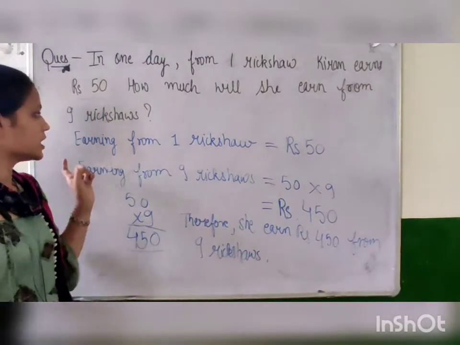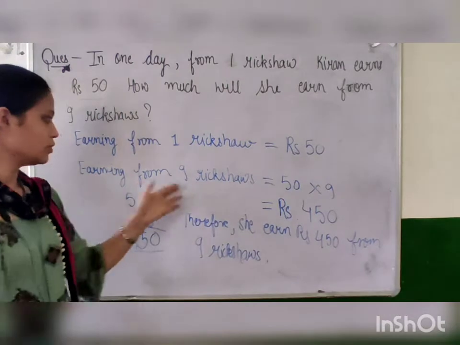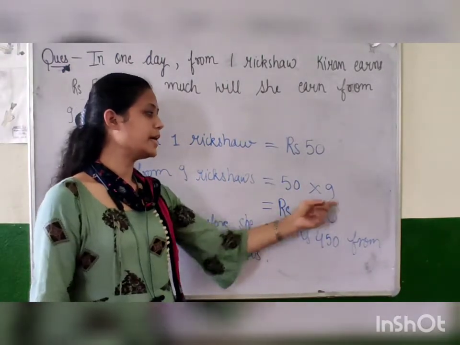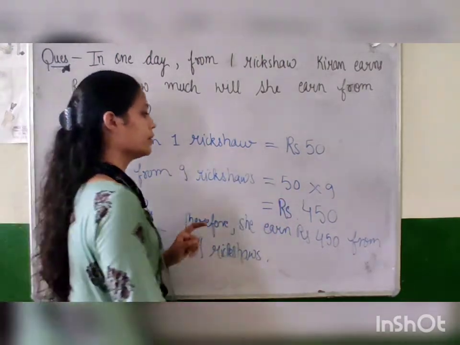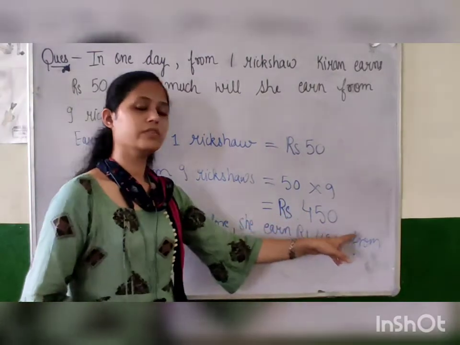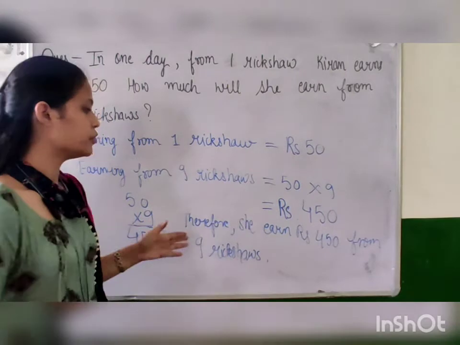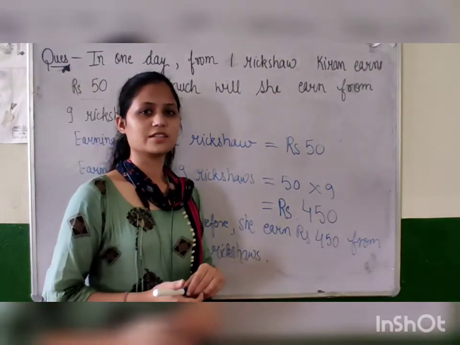Let's see once again. Her earning from 1 rickshaw was rupees 50. We have to find out her earning for 9 rickshaws. So we have multiplied 9 by her earning from 1 rickshaw. So 50 into 9 is your 450. So rupees 450 she is earning from 9 rickshaws in 1 day. So therefore she earns rupees 450 from 9 rickshaws.